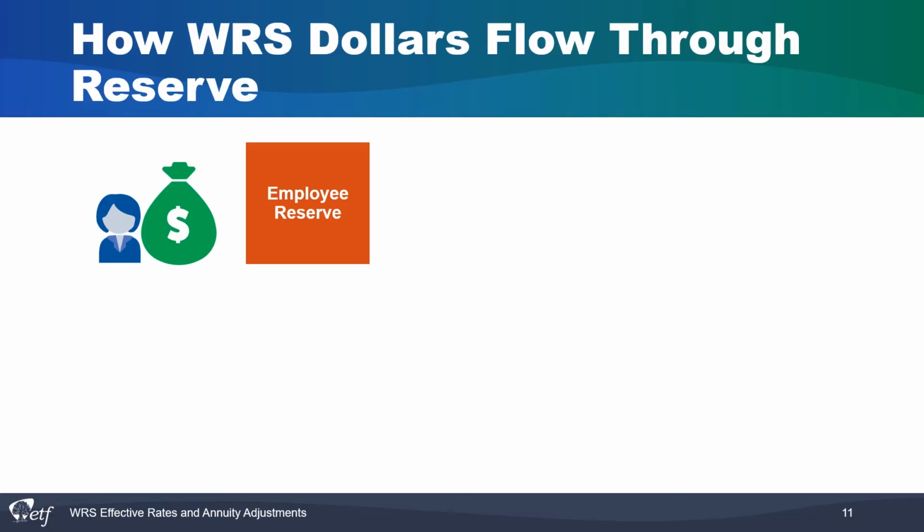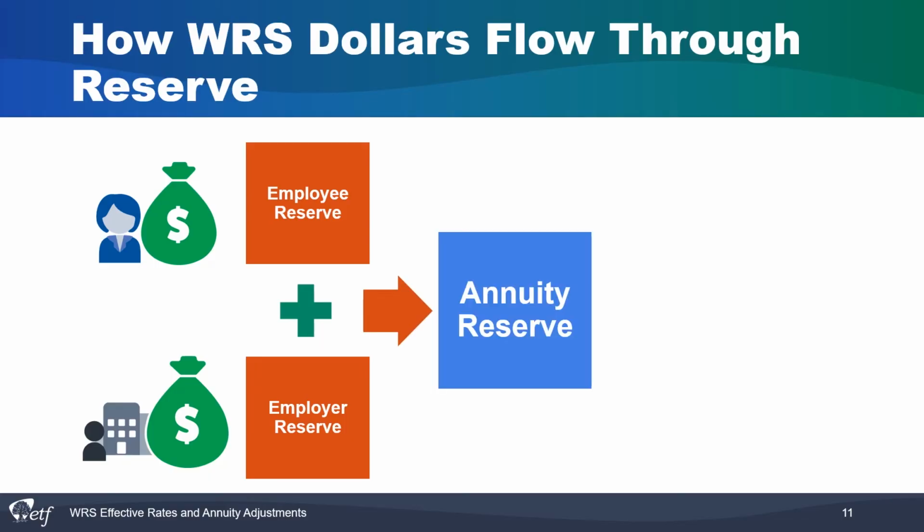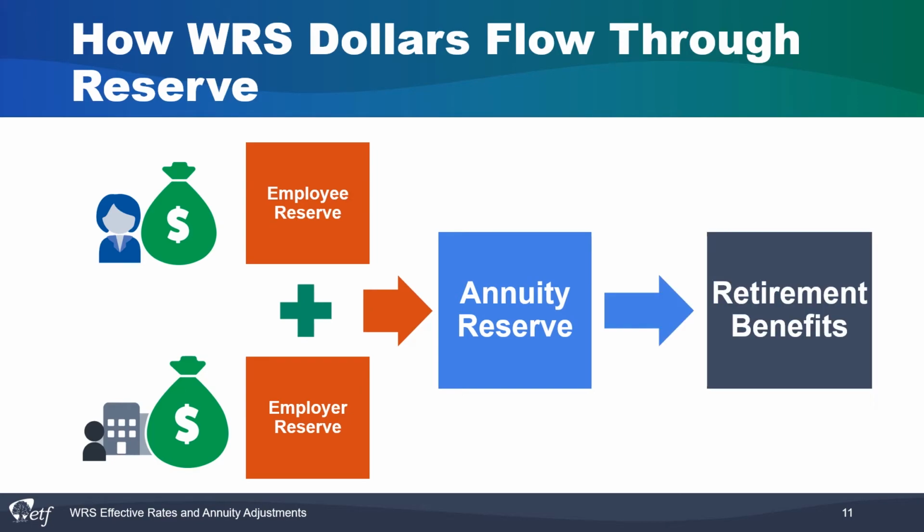Active and former employee retirement contributions and the matching contributions made by the employer are invested and grow over time. Upon retirement, all contributions and accumulated interest are transferred into the annuity reserve. This is where all the monthly benefits are paid from in retirement.